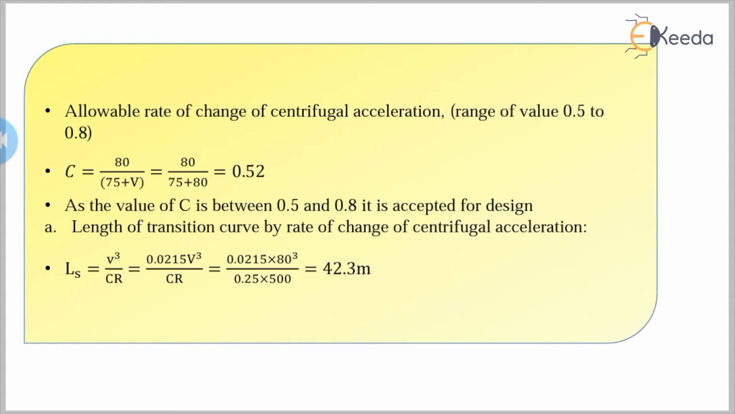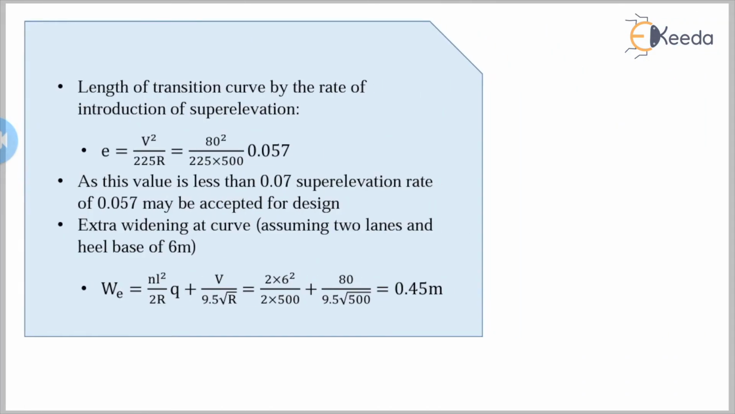Here, 0.0215 is the conversion factor for the cubic velocity, which comes to be 42.3. Length of transition curve by rate of introduction of super elevation: E is equal to V square upon 225 R. Here we get the value of super elevation is 0.057. As the value is less than 0.07, super elevation rate of 0.07 may be accepted for design.